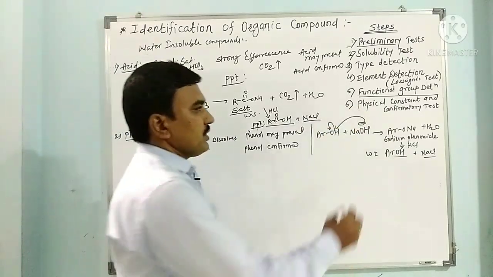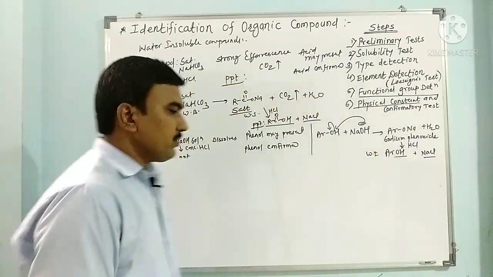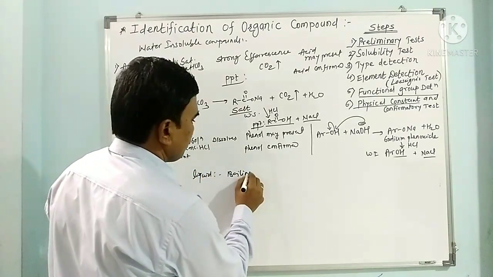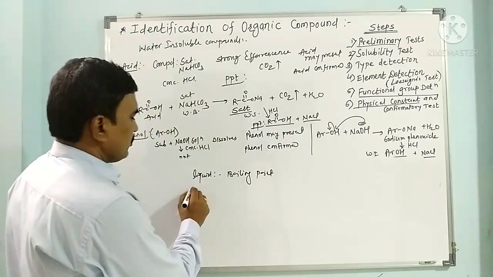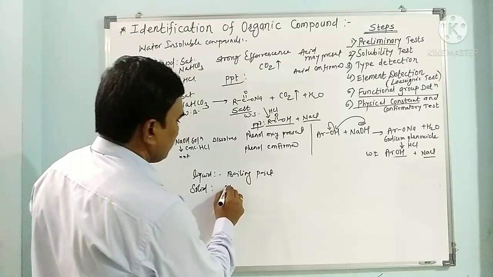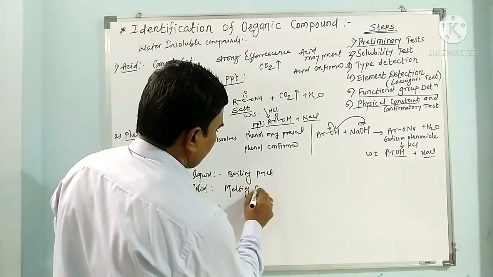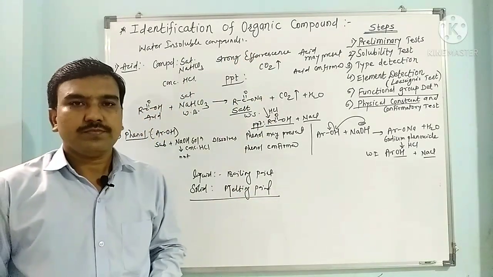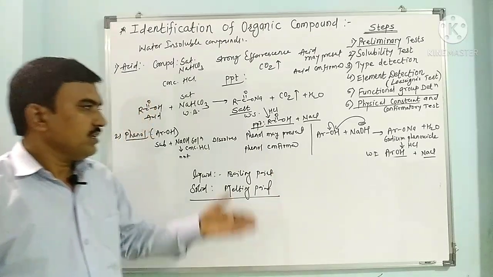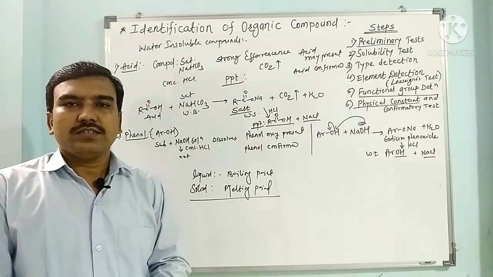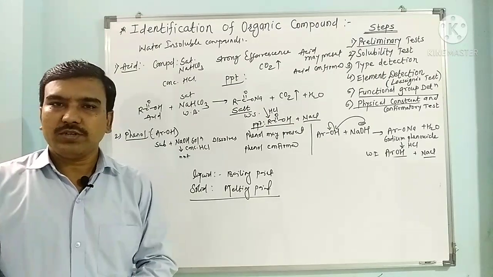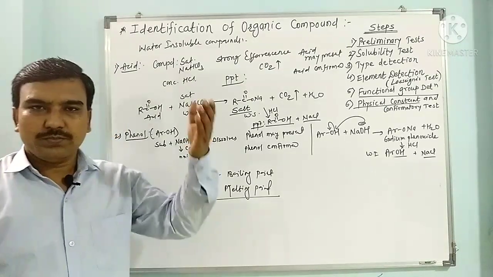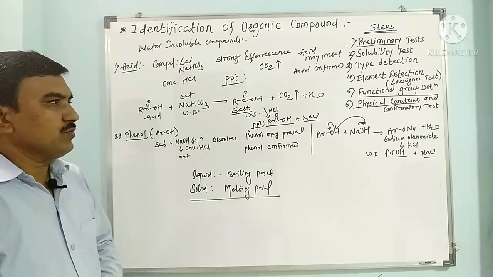Once we get the functional group, the last part is physical constant. In case of liquids, we determine the boiling point. In case of solids, we check the melting point. The information on the tests and the details we will share in the laboratory manual. We will upload the laboratory manual, in which you will get the different tests and the whole procedure for performing identification of organic compounds.